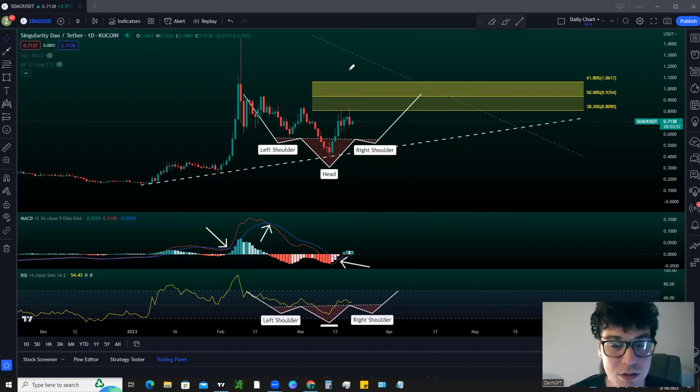We're going to break down some of the key levels that I'm watching, as well as some possible chart patterns that we have trying to develop here currently at the moment.